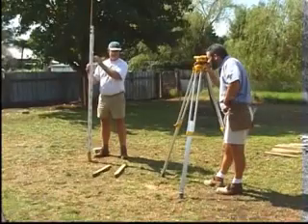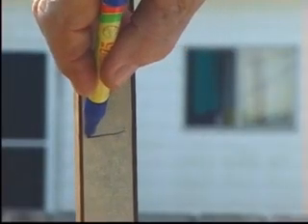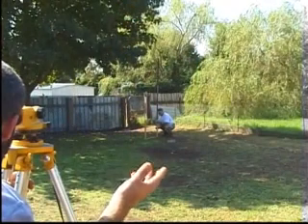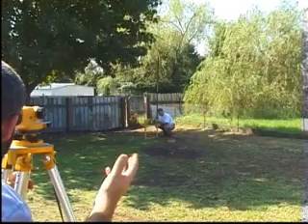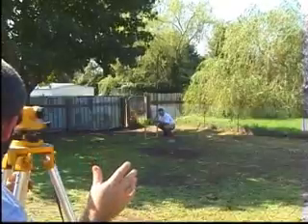A measurement to the top of the height peg is taken. This can be done using a staff. A more convenient way is to mark the height on a batten. Up 150, up 20, up 5, steady, that's it.